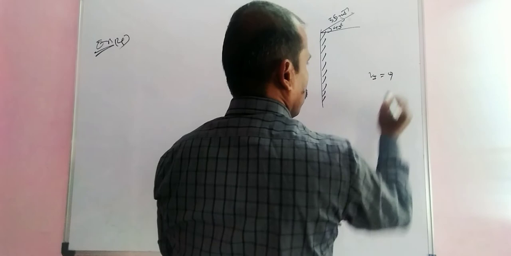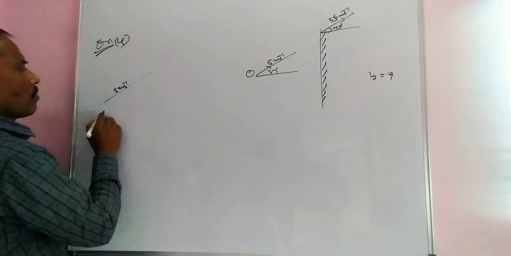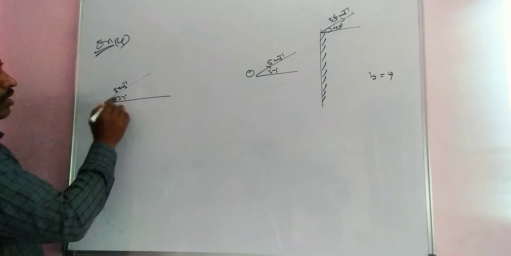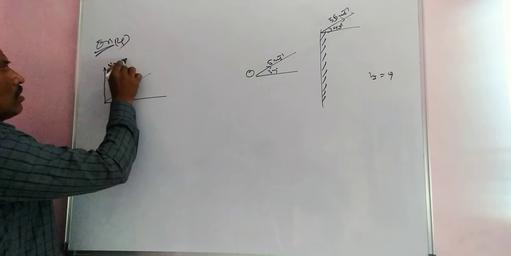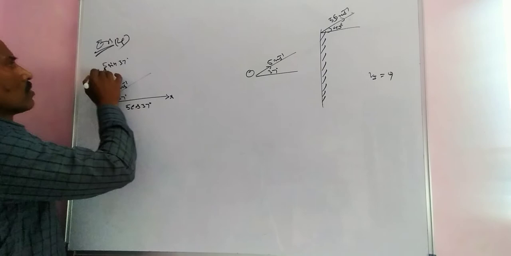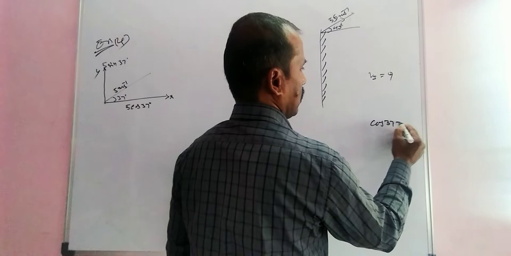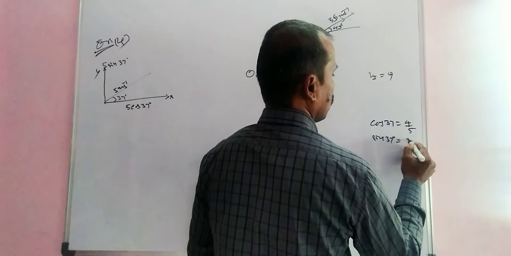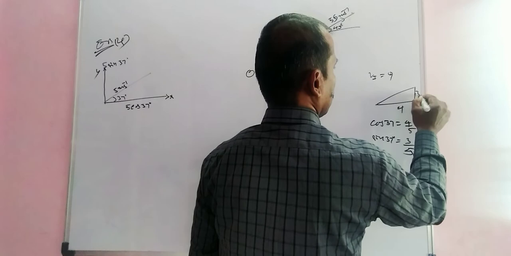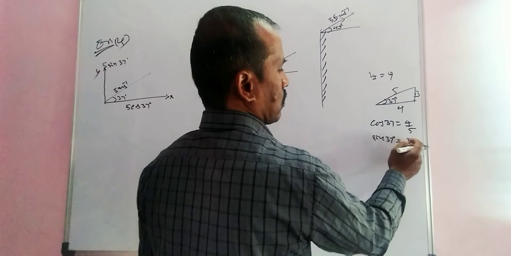In this case, first the object: this is 5 meters per second at 37 degrees. Here 37 means this one sin 37, and this one cos 37. Two components, the x component and the y component. Here cos 37 degrees is equal to 4/5 and sin 37 degrees is equal to 3/5. This is a 3, 4, 5 triangle with 37 degrees. So sin 37 is 3/5 and cos 37 is 4/5.